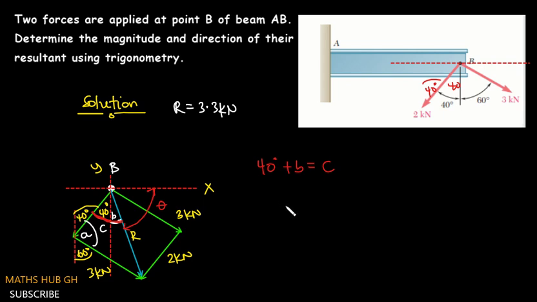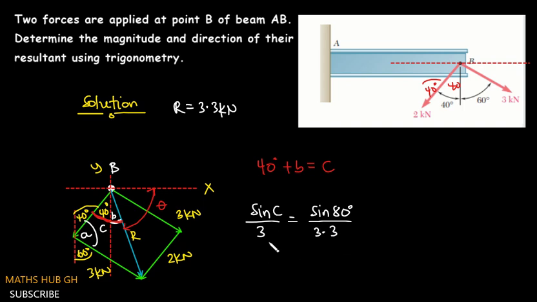But how do you find the value of angle C? You're going to find the value of angle C using the sine rule. Let's look at that. You see that angle C here will be opposite to the 3 kilonewton. So you're going to have the sine of C divided by the 3 kilonewton, and then this should be equal to, let's use the angle opposite to the resultant force, which is this angle A, and we know that to be 80 degrees. So you're going to have equal the sine of 80 degrees divided by the resultant force, which is now 3.3 kilonewton. That's the value we found.